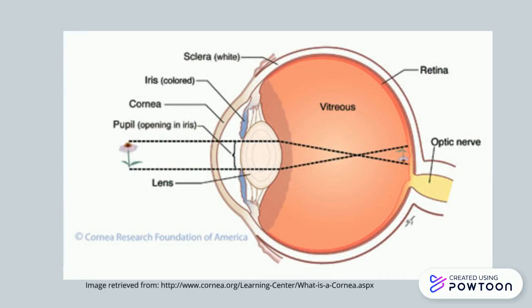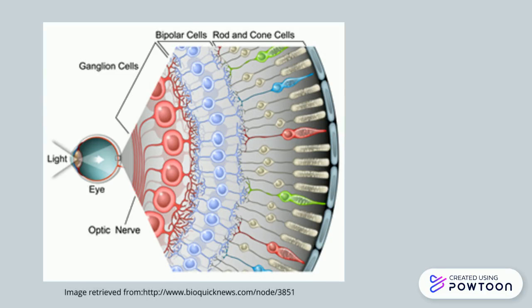Light enters the eye through the cornea and pupil, strikes the lens, and then is projected onto the retina. This 5-layered neural structure has millions of photoreceptors that convert light energy into nerve impulses that the brain can understand.